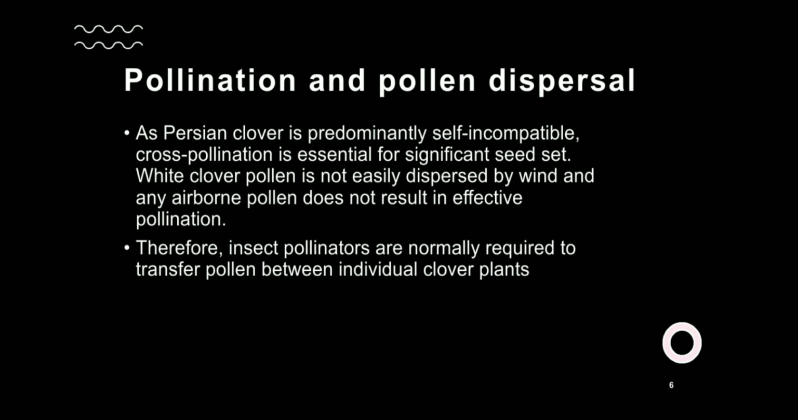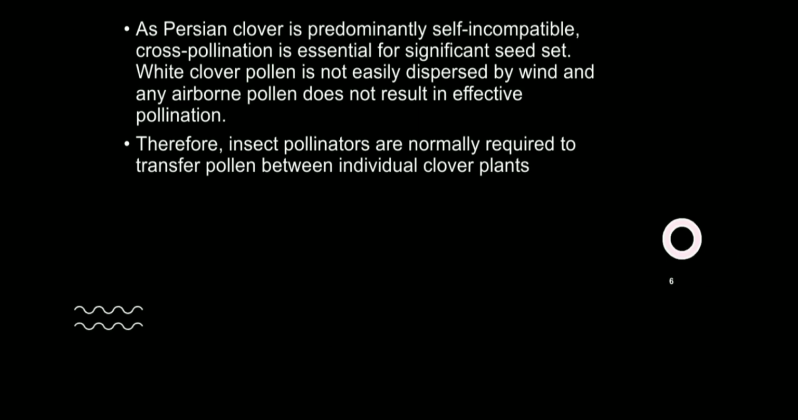Now we will discuss pollination and pollen dispersal. As Persian clover is predominantly self-incompatible, cross-pollination is essential for seed set. Persian clover pollen is not easily dispersed by wind, and airborne pollen does not result in effective pollination. Therefore, insect pollinators, like bumblebees and honeybees, are normally required to transfer pollen between individual clover plants.